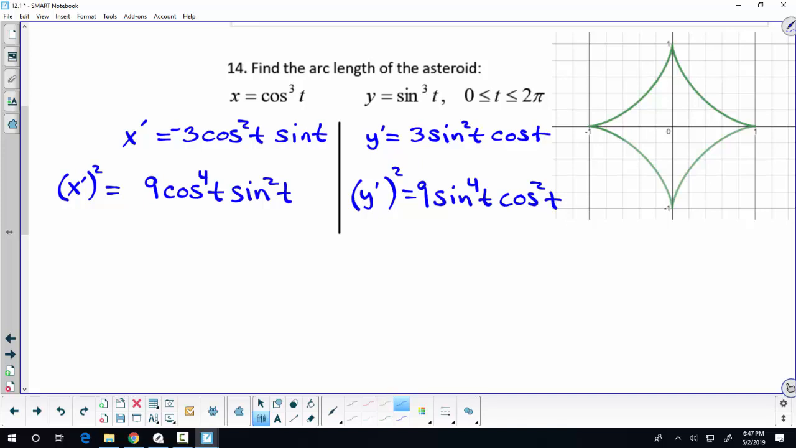So we can either put this all in the integral from this to this under the radical, or we can take the square root and try to simplify that first. So there's x prime, and the square root of x prime squared plus y prime squared.